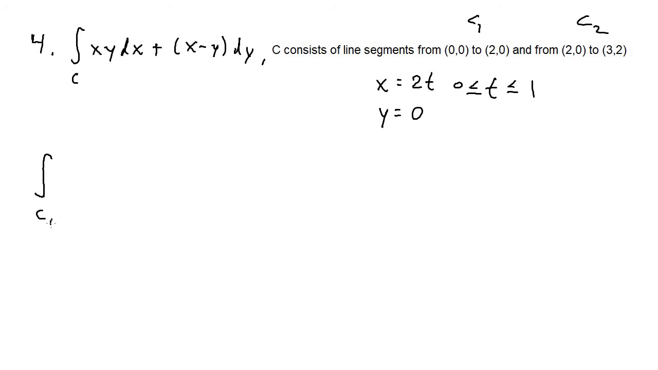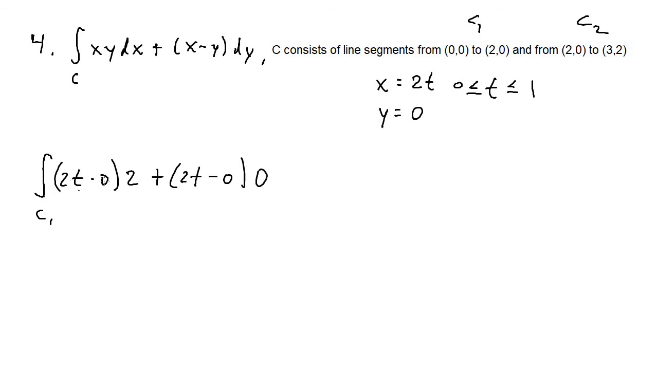So the integral along C1, once again we're going to replace x with the parametric equation, x equals 2t. So we have 2t times y, which is equal to 0, so times 0 times dx. Now if x is 2t, dx is just going to be 2, and then plus x minus y times dy. So x is going to be 2t minus y, which is 0, and then times dy, the derivative of 0 is just going to be 0.